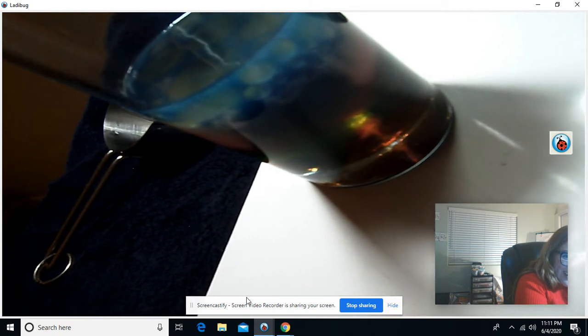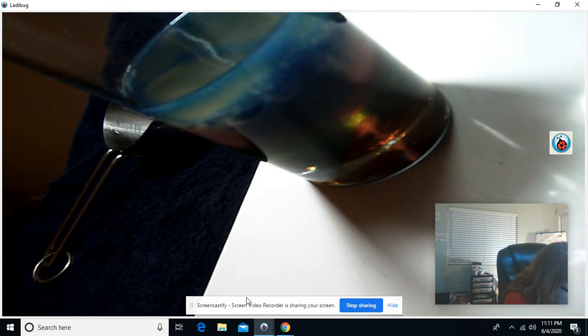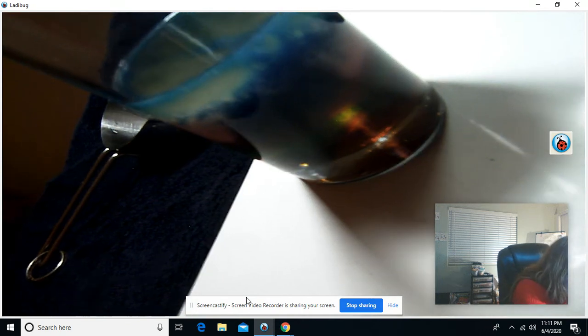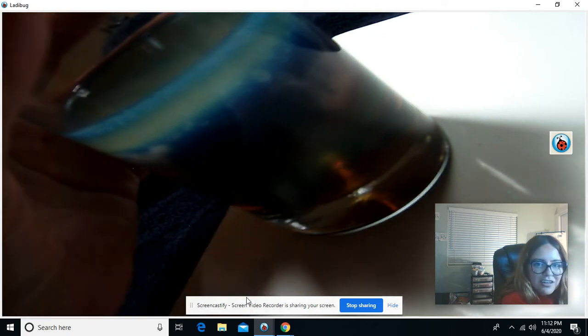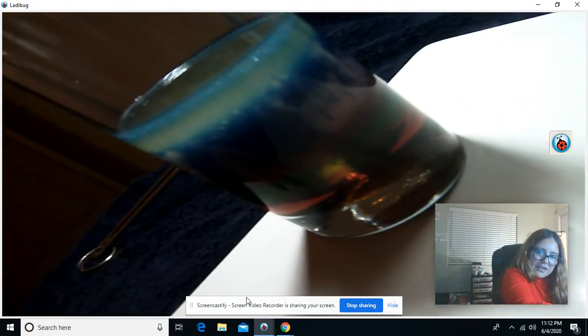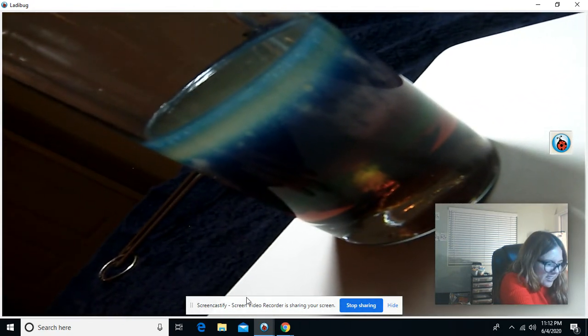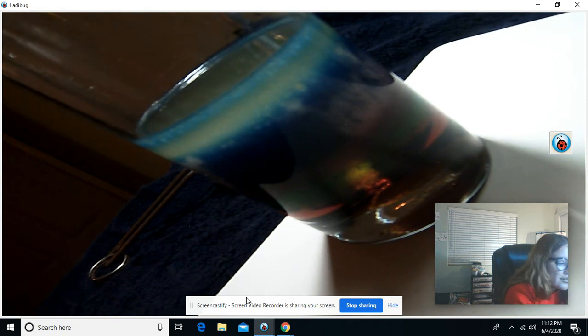Do you see what's happening? Oh my goodness, look at that. What's happening to that blue? Where is it going? Where is that blue going? Watch it. What's happening? It's moving, but where is it going?